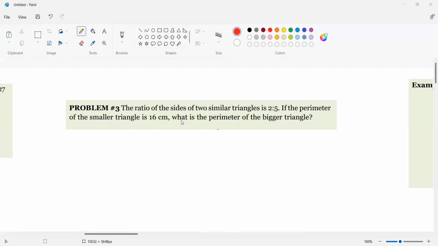So let X be the perimeter of the bigger triangle. And since in similar triangles, the ratio of the corresponding sides of the triangles is equal to the ratio of their corresponding perimeters.